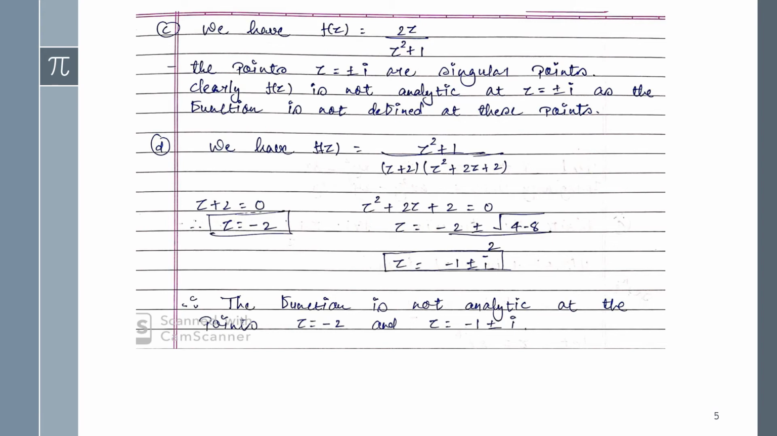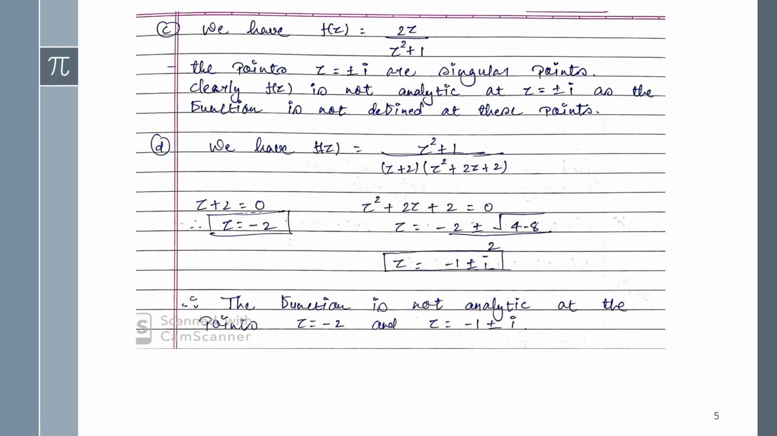Now see the third one, f of z equals 2z upon z square plus 1. So again you have to do the same procedure, and here you can see z square plus 1. First of all you have to find f dash of z, and then put the denominator equals to 0. Then you can find at which points it will be analytic or not.